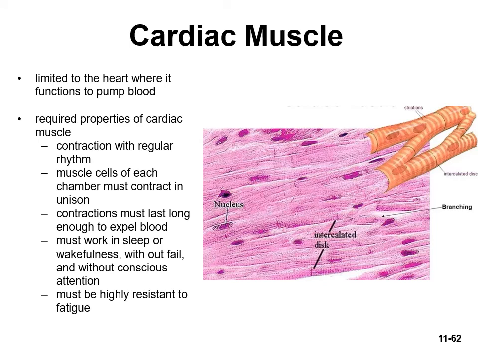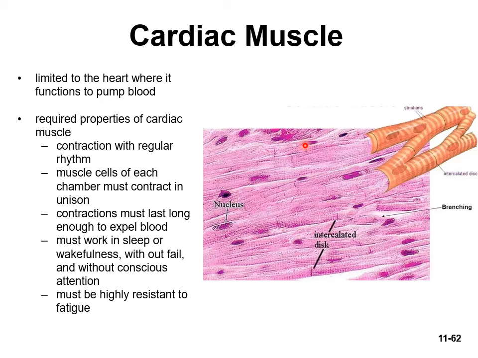Cardiac muscle is limited to the heart, and that's where it pumps blood. It is striated, so you can kind of see the perpendicular striations here as well, but this is an involuntary muscle. Cardiac muscle is special because it must be able to contract with regular rhythm. The muscle cells of each chamber have to contract in unison, and the contractions have to last long enough to expel blood. It also must be really resistant to fatigue. It would be very bad news bears if your heart got tired all of a sudden. And lastly, the cardiac muscle needs to be able to work whether you're sleeping or unconscious or in a coma.